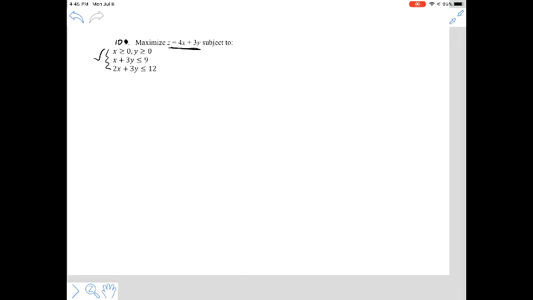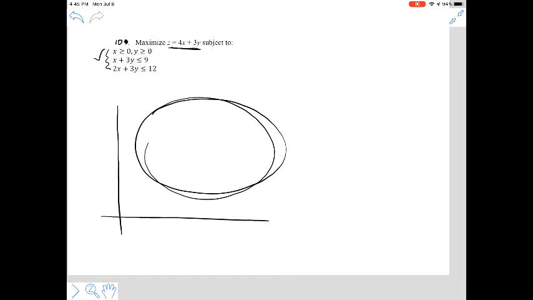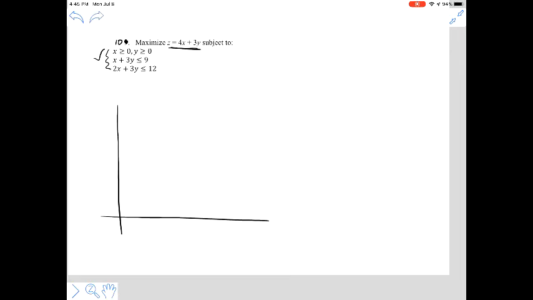Now that first statement, x is greater than 0 and y is greater than 0, that's really not something you have to graph. Remember we talked about this? It tells you that everything is going to be in quadrant 1, because x and y are both positive in quadrant 1. So when I graph this, I'm only going to graph quadrant 1 and not all 4 quadrants.